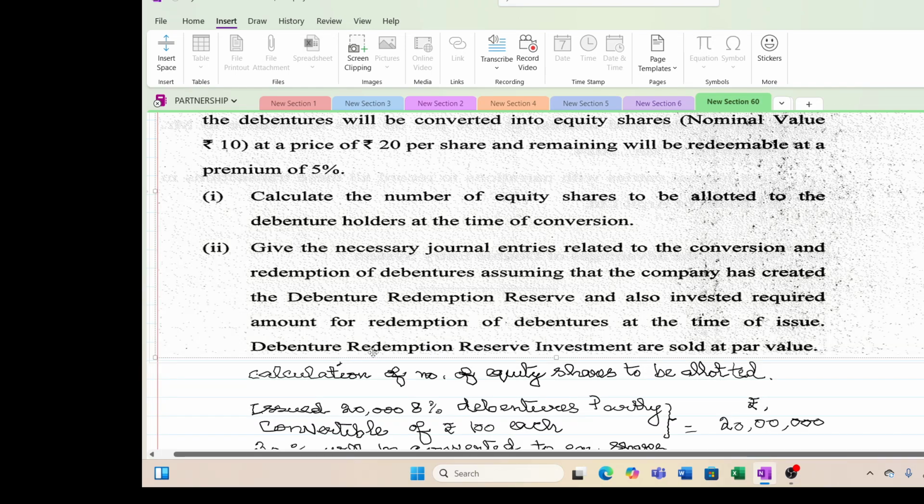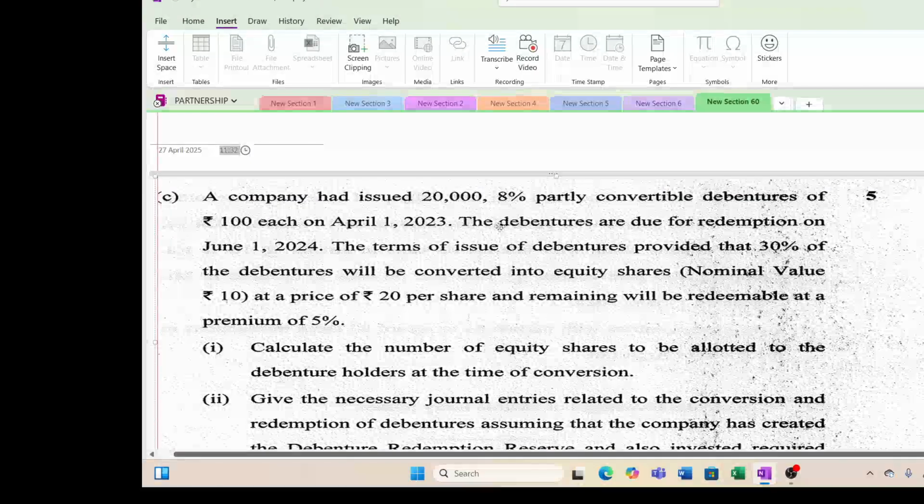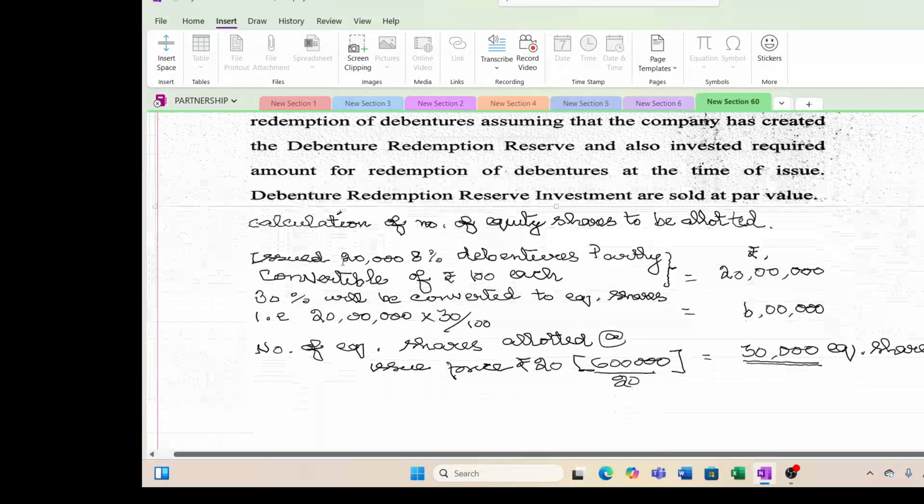Keeping that in mind, assuming that, then you have to do this. One more thing they have given, the debenture redemption reserve investment is sold at par value at the time of redemption of debentures. So first thing is that they have issued 20,000 debentures of 100 rupees. So calculation of number of equity shares to be allotted. For easiness, I have calculated already and I am going to explain this.